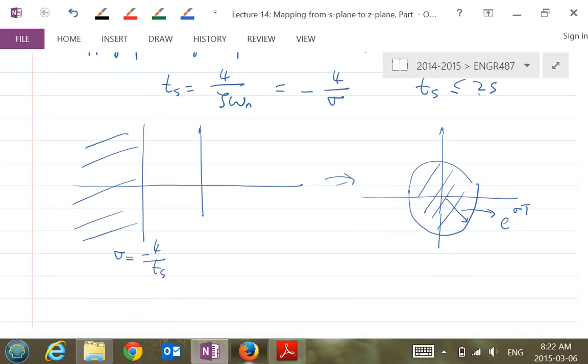So it's mapping of the region. Now it's not just a loci, it's also a whole bunch of area in the S plane. Where is that going to be?